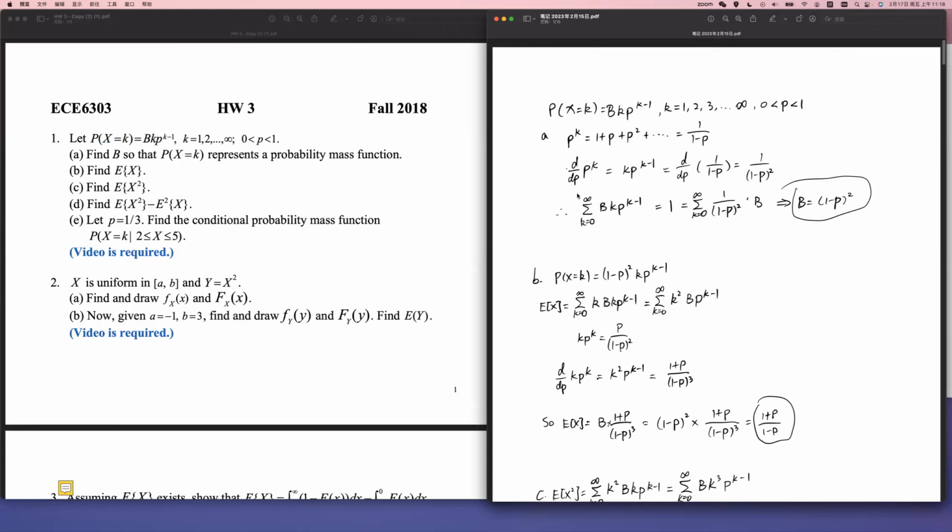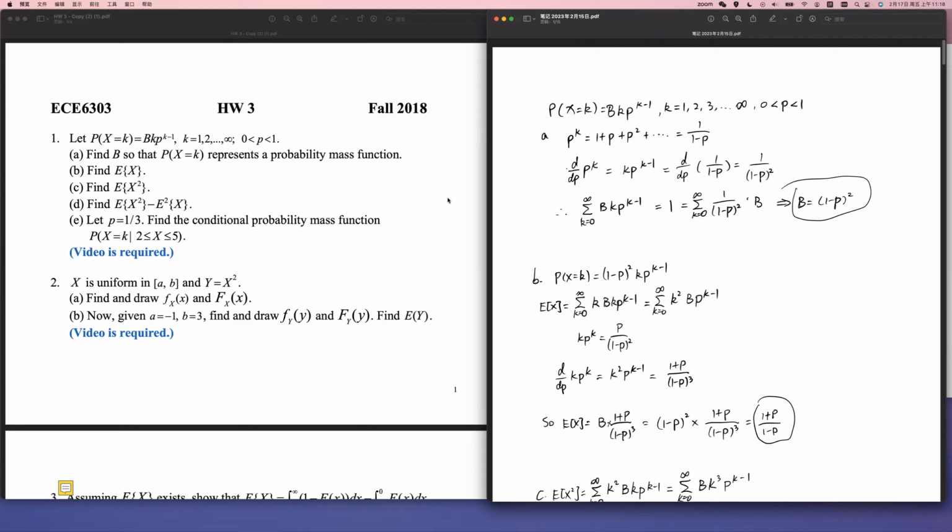Since we know that the sum from k equals 0 to infinity of b times k times p to the power of k minus 1 should be 1, we plug in this part, which equals 1 over (1 minus p) to the power of 2. Then we get that only when b equals (1 minus p) to the power of 2, this equation can equal 1. So we find the valid b that makes this a valid probability mass function.